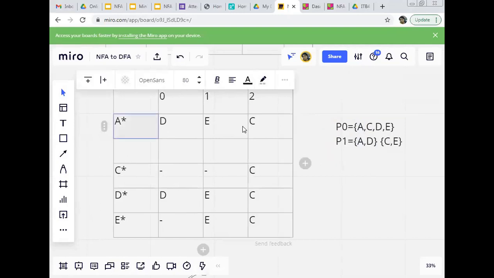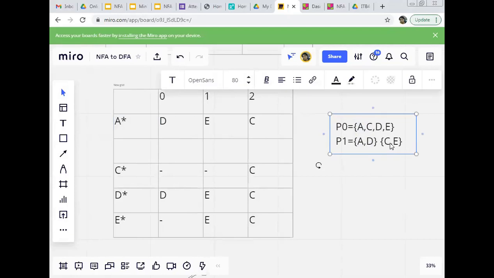A is D, E, C. E is dash E, C, so take it in another set. This is our next step. Is this clear, Ishani? Is this clear? Ishani, is this clear? Okay, fine. What will be my P2?